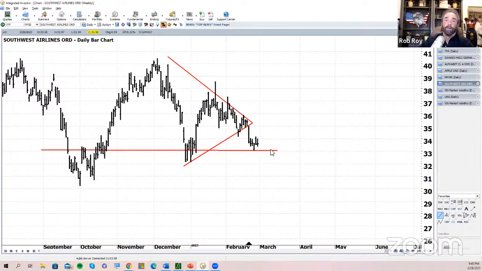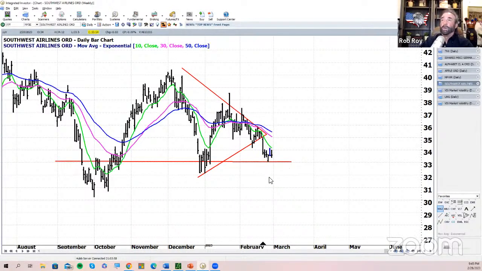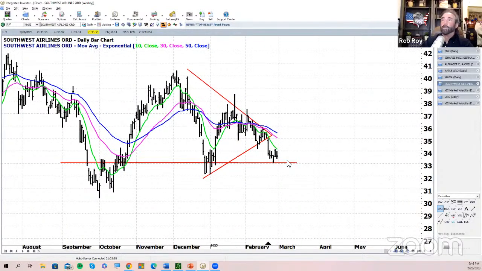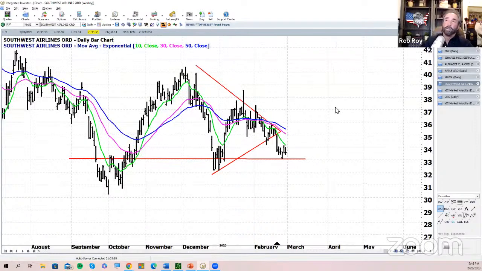And if we can break 33, we really have something going to the downside. If we do break above this 10-day moving average and get back above 34, we got a little dragonfly doji there, but if we can get back above it, then maybe we can do something back to the upside. But I think 33 is the key here. If it breaks that, the short position is great.